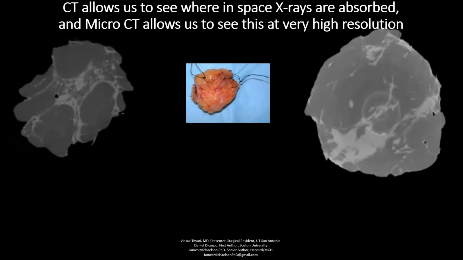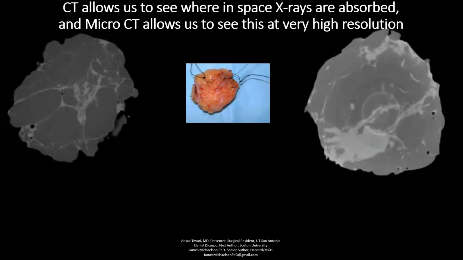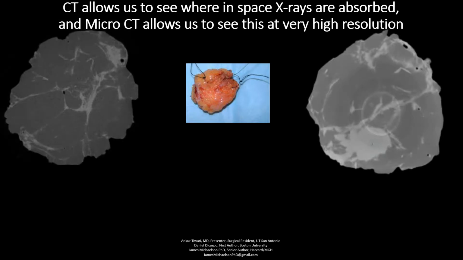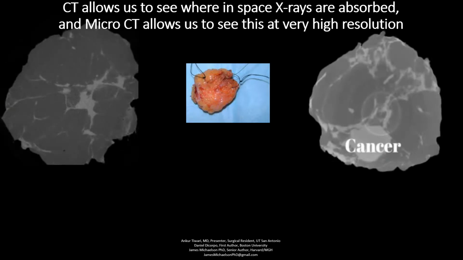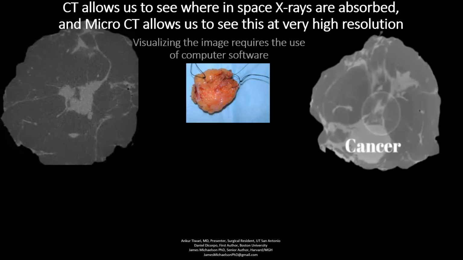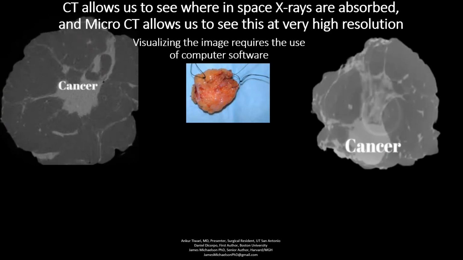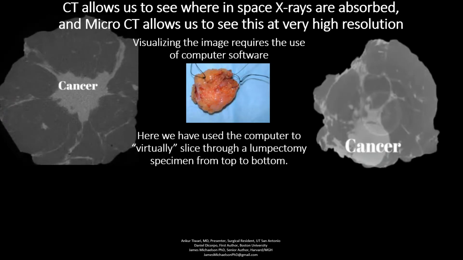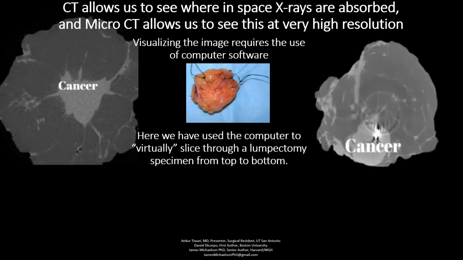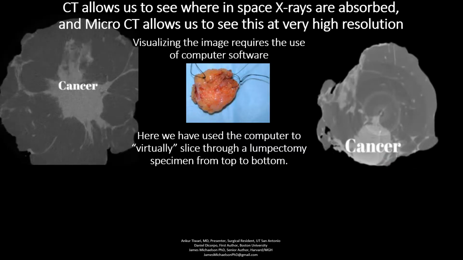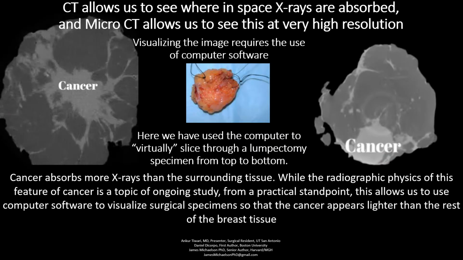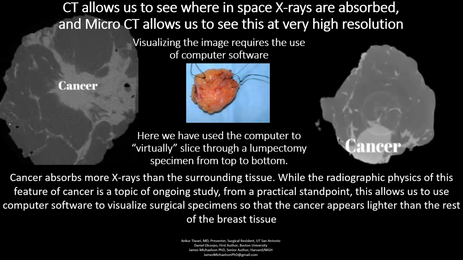CT allows us to see where in space X-rays are absorbed, and micro-CT allows us to see this at very high resolution. Visualizing the image requires the use of computer software. Here we have used the computer to virtually slice through a lumpectomy specimen from top to bottom. Cancer absorbs more X-rays than the surrounding tissue.